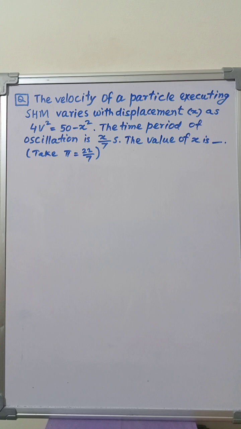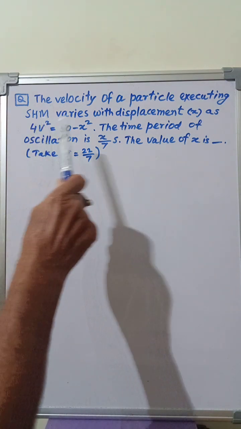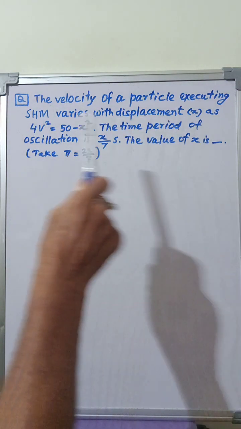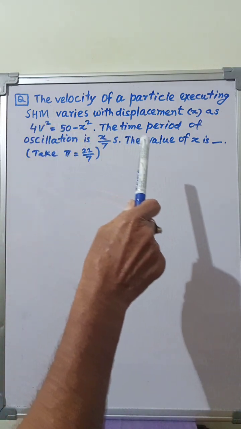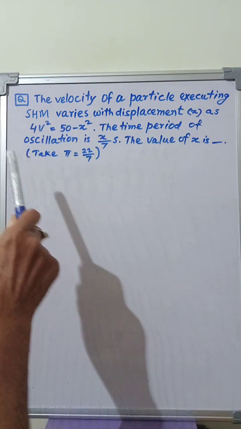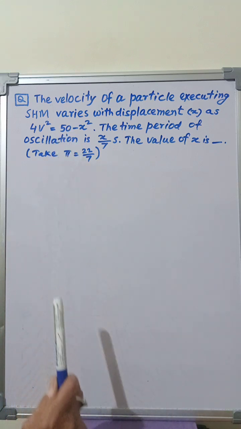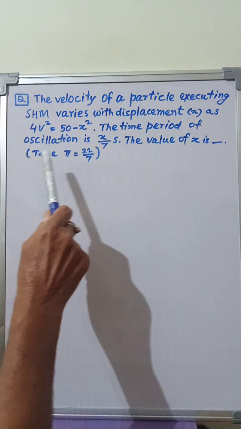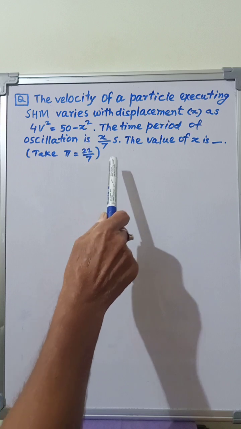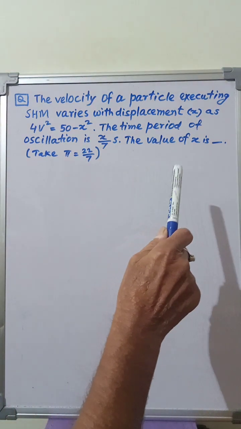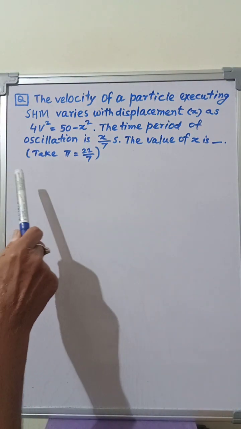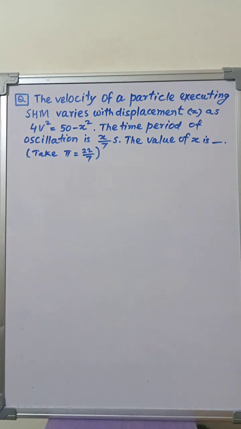Read the question carefully. The velocity of a particle executing SHM varies with displacement x as 4v square is equal to 50 minus x square. The time period of oscillation is x by 7 seconds. The value of x is dash. Take pi is equal to 22 by 7. We are required to fill in this blank with an integer.